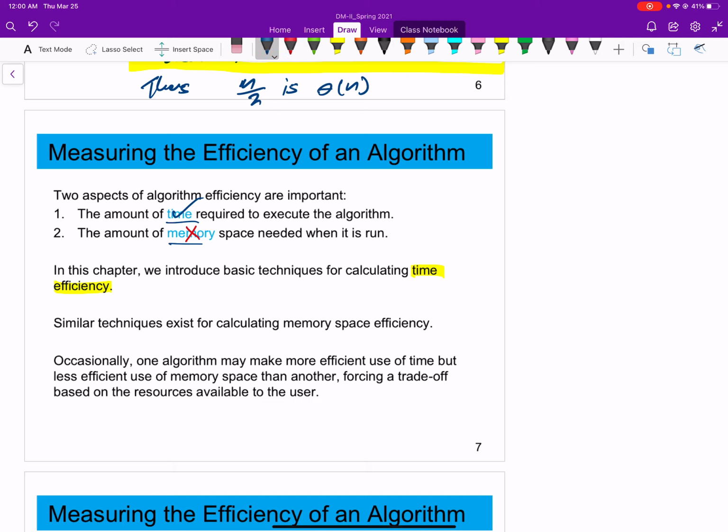Similar techniques exist for calculating memory efficiency. Keep that in mind. There are algorithms and techniques available to compute memory efficiency. Occasionally, one algorithm may make more efficient use of time but less efficient use of memory space than another, forcing a trade-off based on resources available to the user.